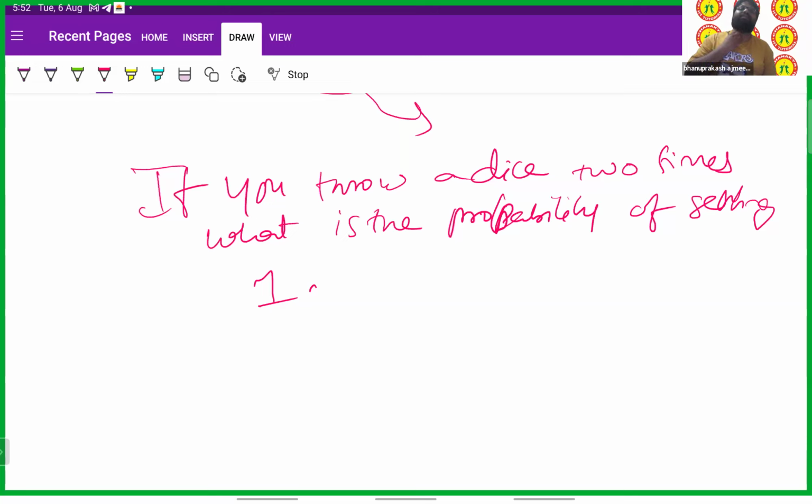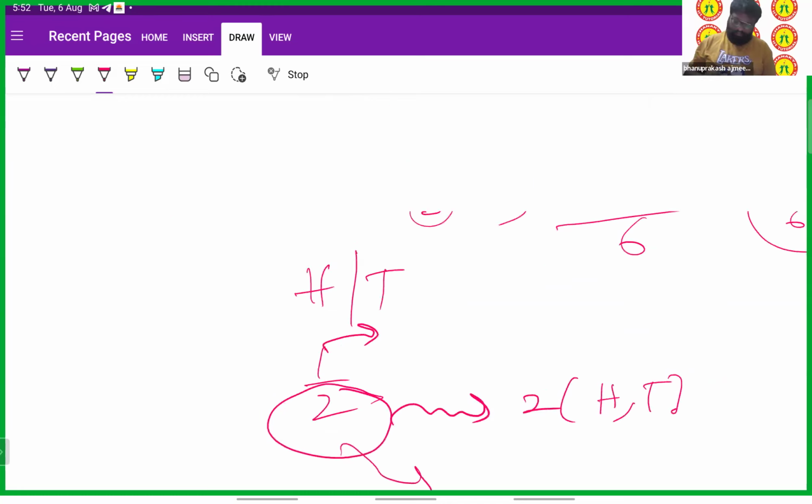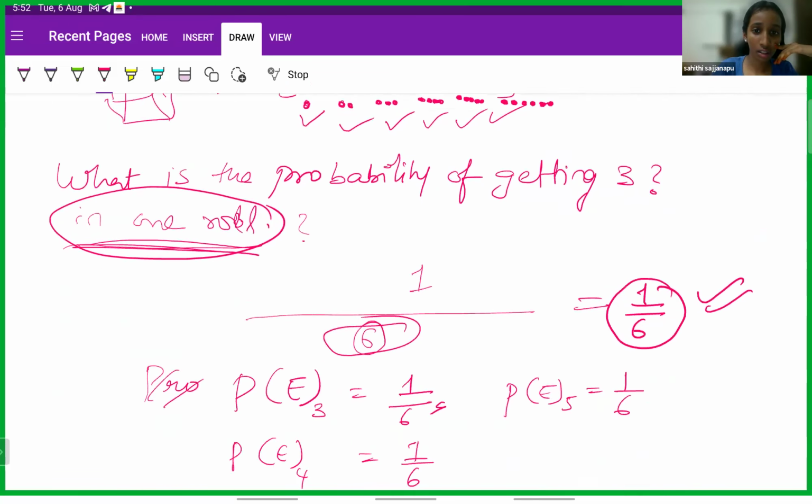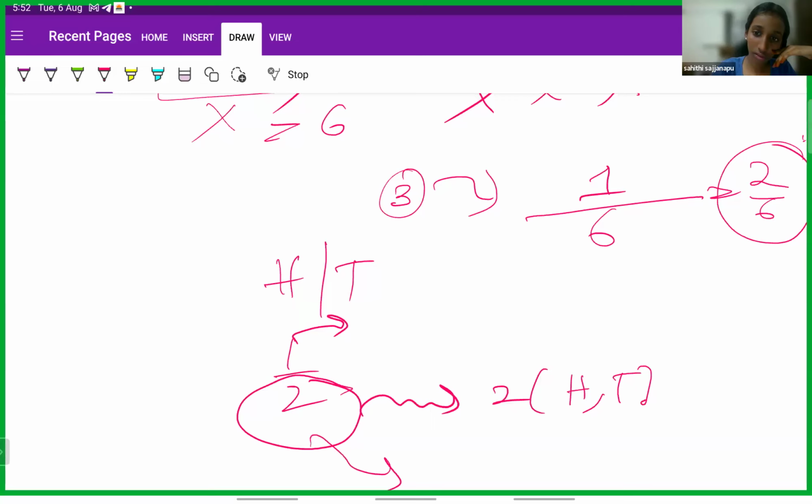Sahiti, what is the answer? Sir, is it 1 by 6? What is the number of outcomes here? Total number of outcomes here. Sir, the total numbers are 6. I am rolling 2 dice, so how could it be 6? Sir, is it 2 by 6? Wrong.